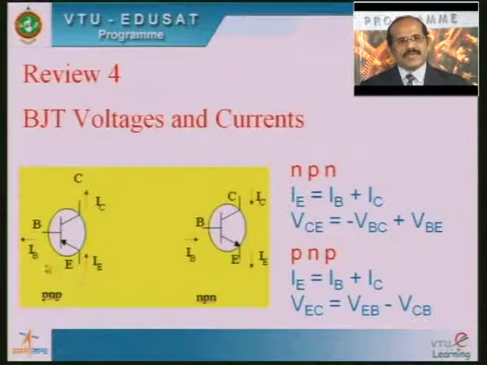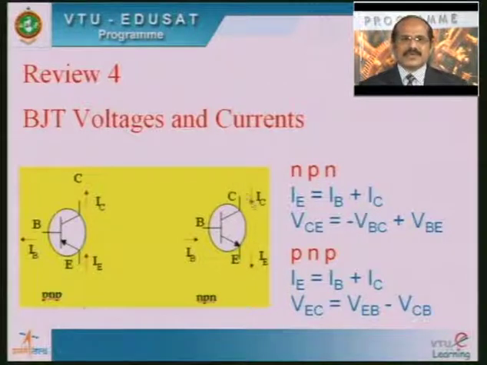Here, as you can see, this is the symbol for the PNP transistor having the emitter, base and collector, and the arrows indicate the emitter current, base current and the collector current. As you can note from this PNP symbol, IE is nothing but IB plus IC. Similarly, if you apply KVL to this, we get VEB equal to VEC plus VCB. From this you can derive that VEC equal to VEB minus VCB.